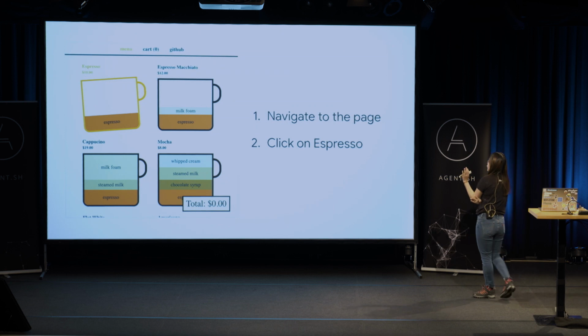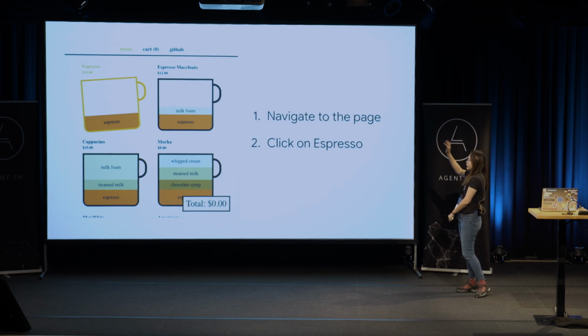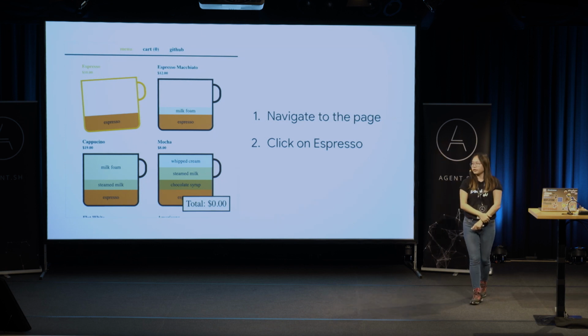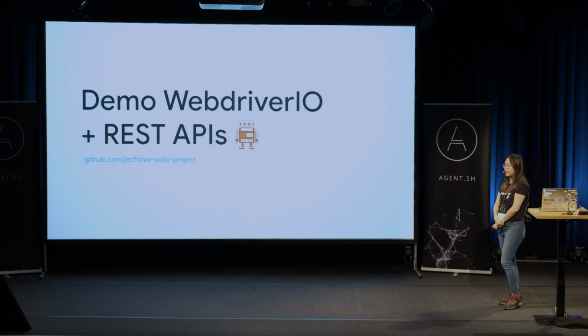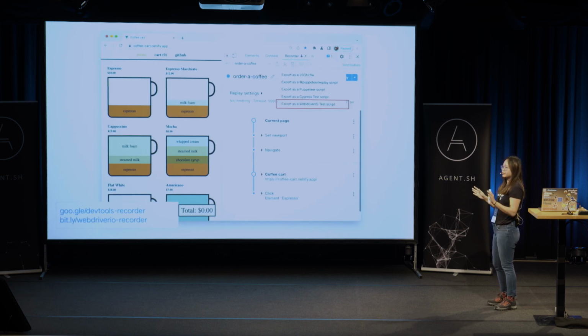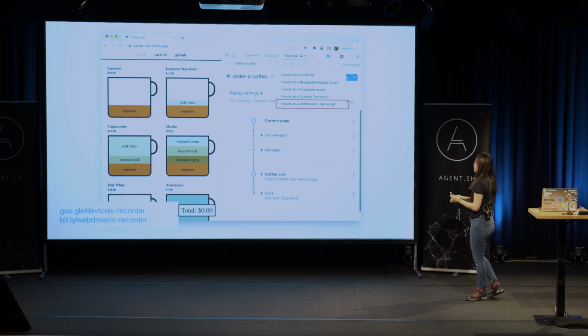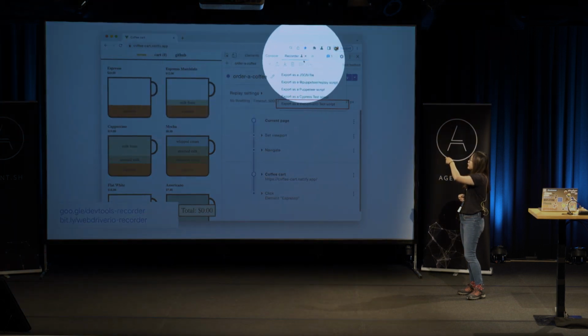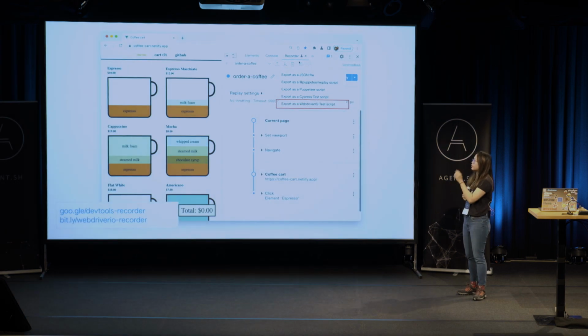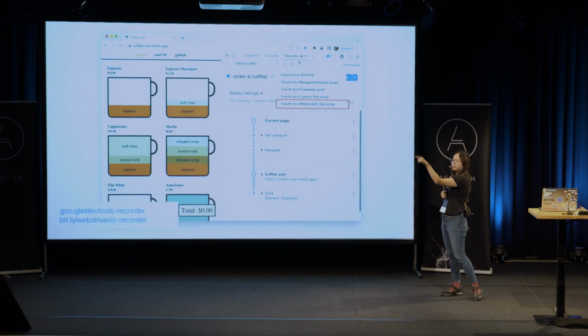So for example, I have a coffee website. We want to automate these two scenarios: navigate to a page and click on the espresso. We can do that with WebDriver IO and REST API. The fastest way to get started writing a WebDriver IO or Cypress test script or others is that in Chrome DevTools, there's this Recorder panel. It's quite new, we got it last year. You can start a recording session, perform the steps on the page, and then export it as a JSON file, or replay it within DevTools itself without any setup.